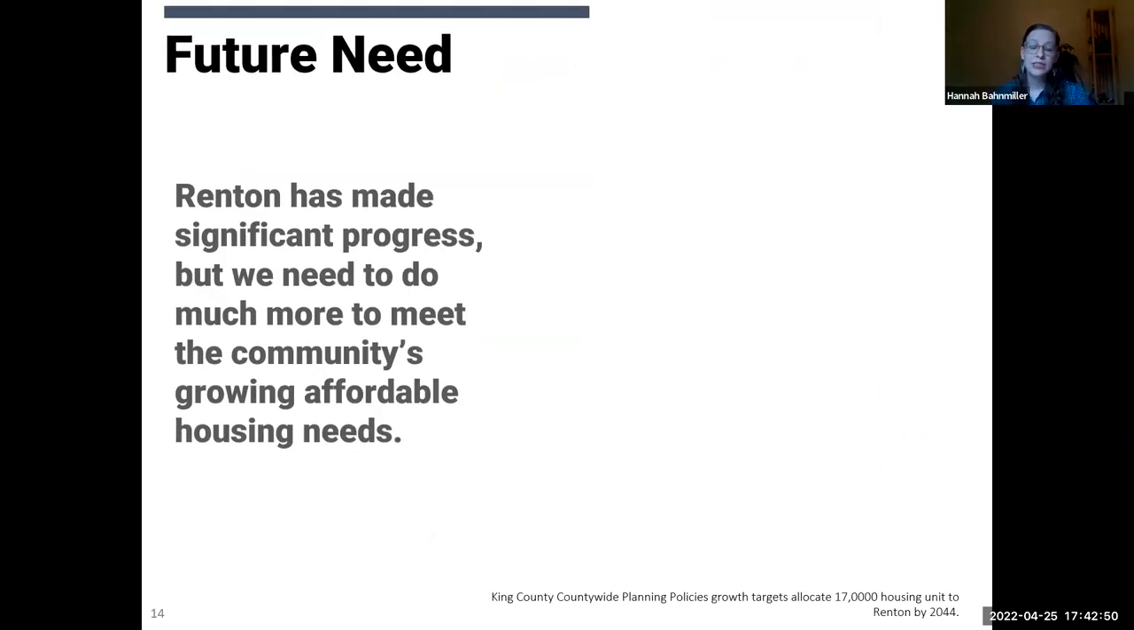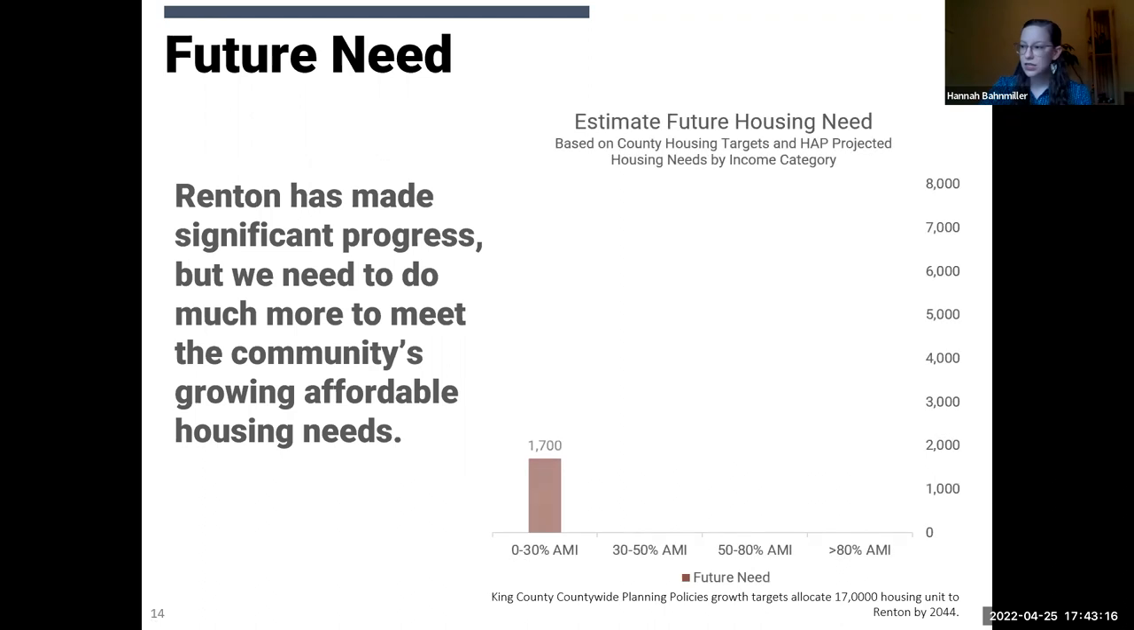So although Renton has made significant progress, we need to do much more to meet the community's growing affordable housing needs. Based on the county growth targets, Renton is expected to accommodate 17,000 more households by 2044, and these units will need to be affordable to a range of incomes. But how much housing we need in each category is one of those methodologically dependent processes I mentioned.